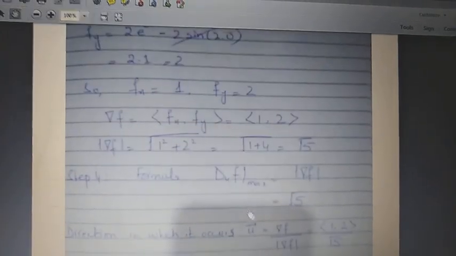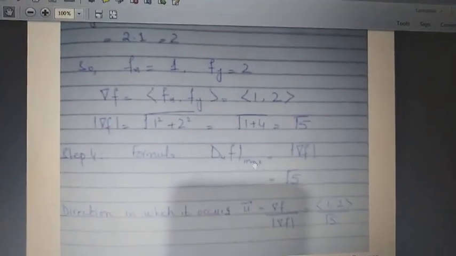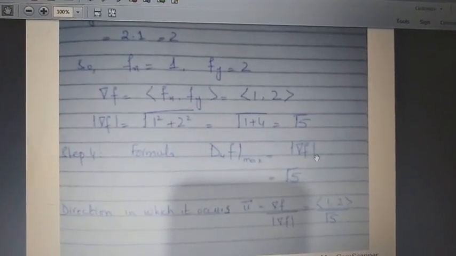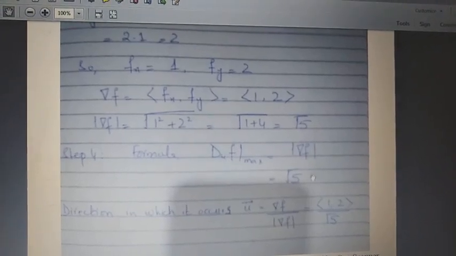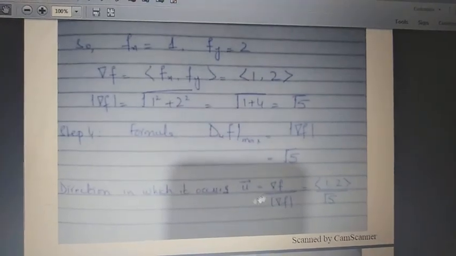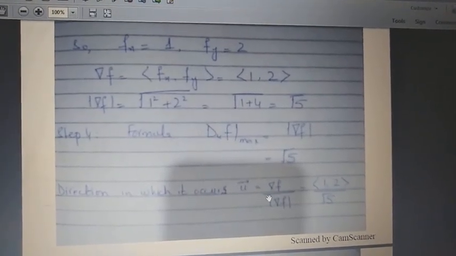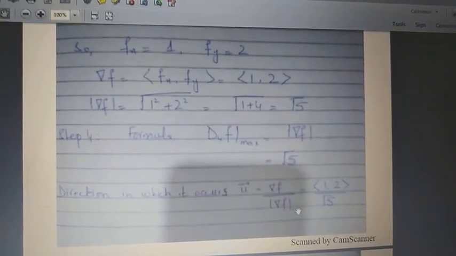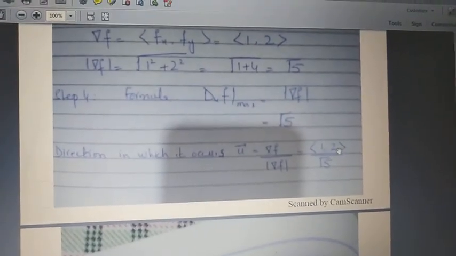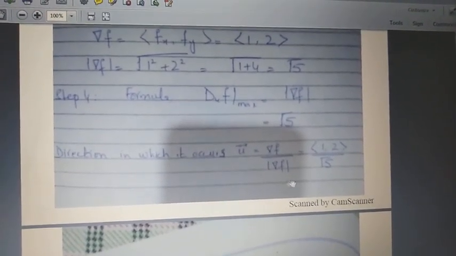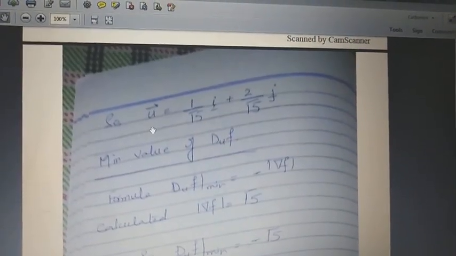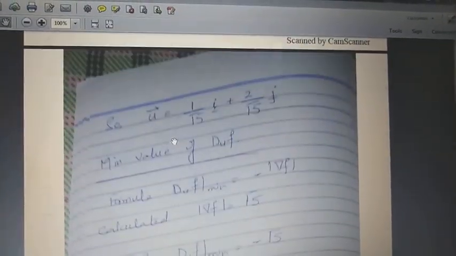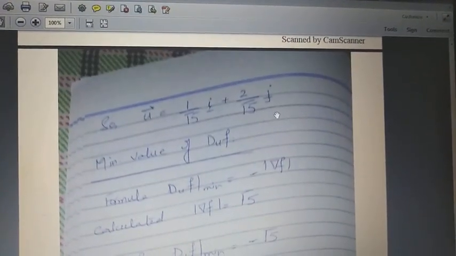So now you will apply the formula that the directional derivative is maximum, that is actually the magnitude of gradient of f, and the magnitude of gradient of f is square root 5. The direction in which it occurs, u equals gradient of f over its magnitude. Gradient of f is (1, 2) in the notations divided by the magnitude, that is square root 5. So the direction in which it occurs, here it is written with i and j vectors.